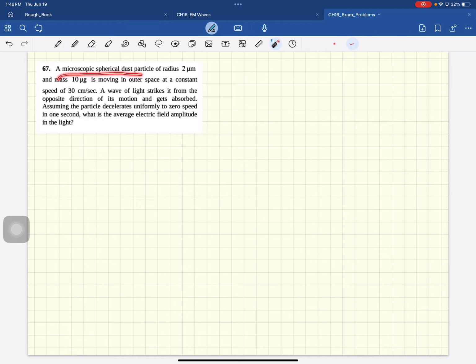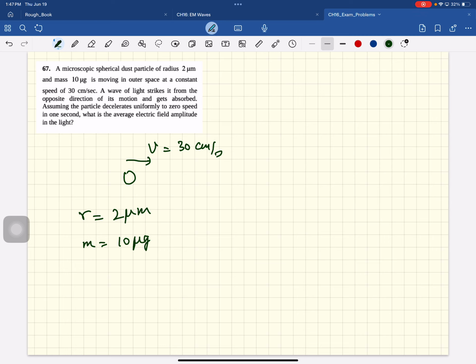A microscopic spherical dust particle of radius 2 micrometers and mass 10 micrograms is moving in outer space at a constant speed of 30 centimeters per second. So this is moving at velocity 30 centimeters per second. Radius is 2 micrometers. Mass is 10 micrograms. Well, we're not going anywhere, so we might as well.